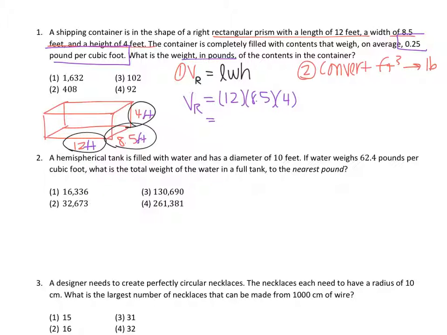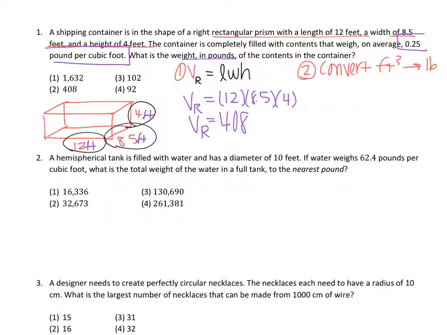So when we type in 12 times 8.5 times 4, we end up with the volume is 408. But remember that this is in feet cubed. All of those dimensions they gave us were feet, so feet times feet times feet gives us feet cubed. But now we have to convert. So remember this purple box in my problem up here. It says 0.25 pounds per cubic foot.